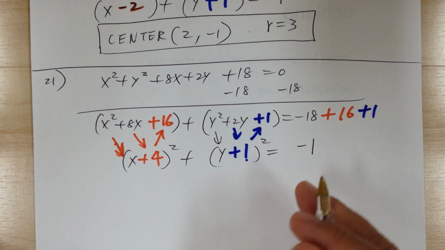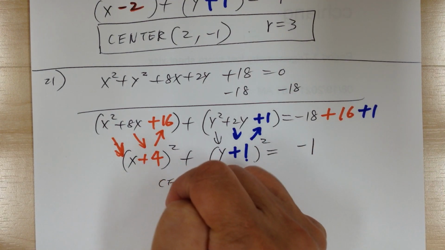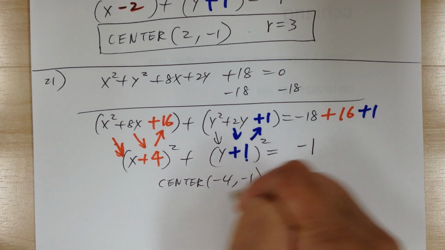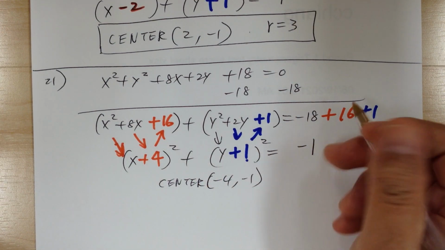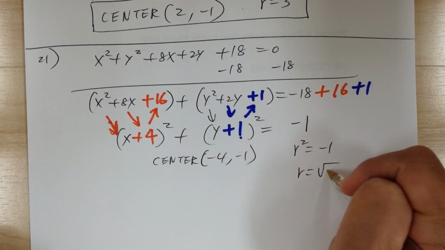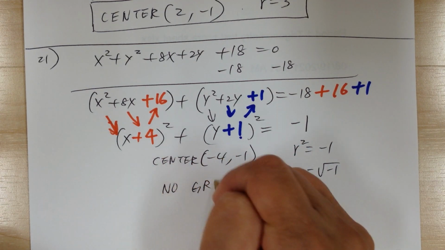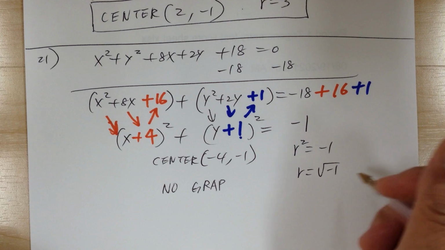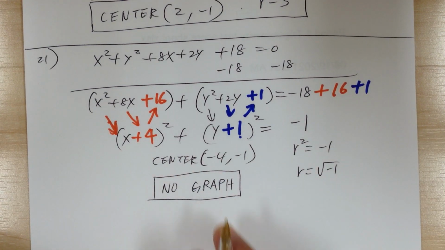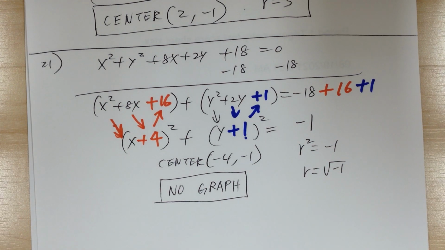So in this case, this one has no graph. You can get a center, it's going to be -4, -1. But look what happens when you get to the radius. You're going to have r squared equal to -1, so r equals the square root of -1, so cannot, right? So this one has no graph, because you can't have an imaginary radius for a real graph. This has to be a positive number in order to get a radius.